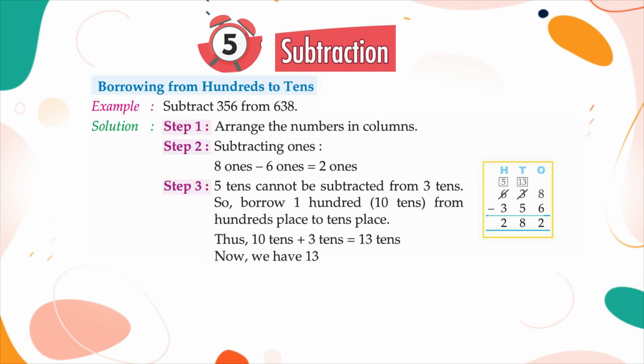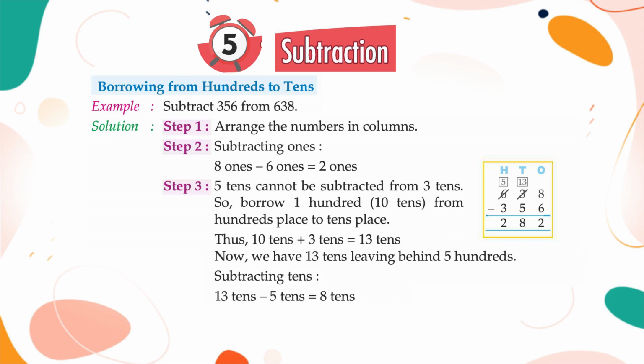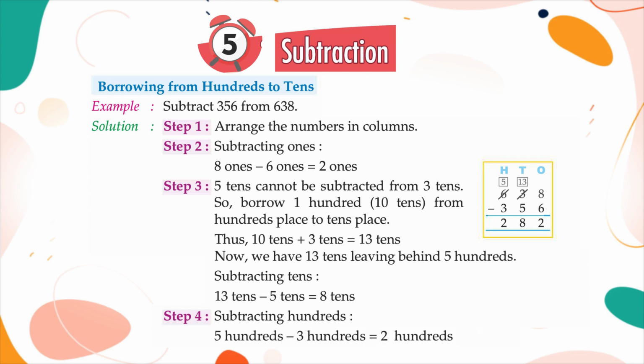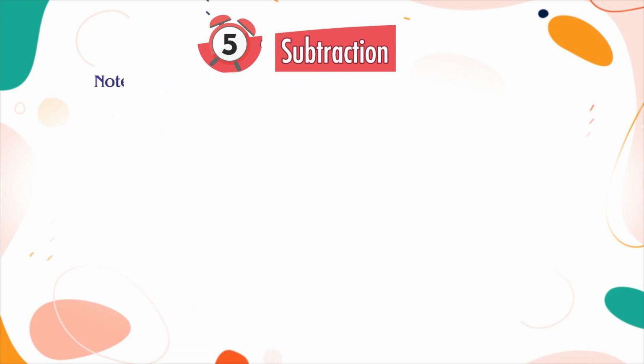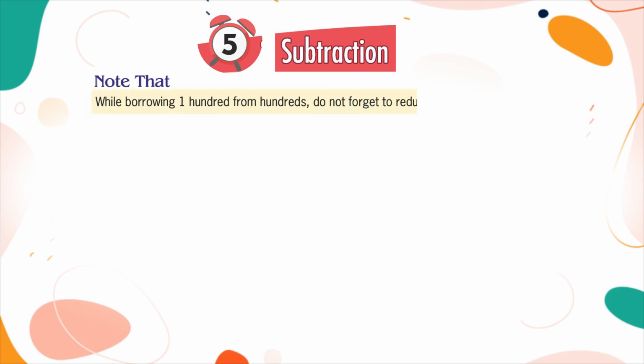Now, we have 13 tens leaving behind 5 hundreds. Subtracting tens. 13 tens minus 5 tens is equal to 8 tens. Step 4. Subtracting hundreds. 5 hundreds minus 3 hundreds is equal to 2 hundreds. So, 638 minus 356 is equal to 282. Note that while borrowing 100 from hundreds, do not forget to reduce hundreds digit by 1.